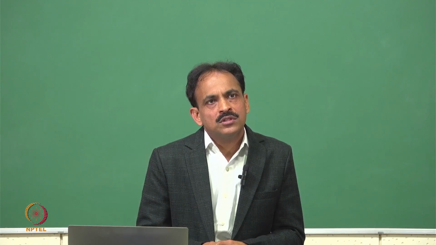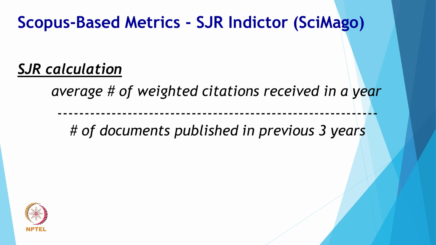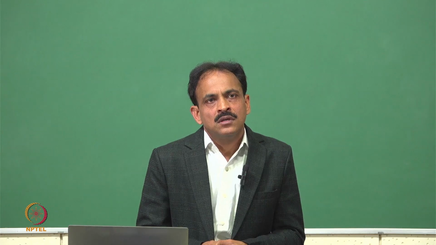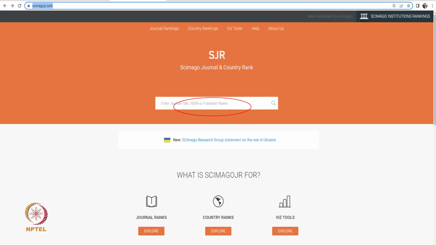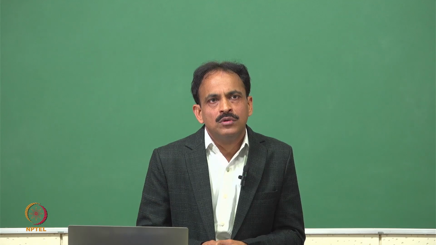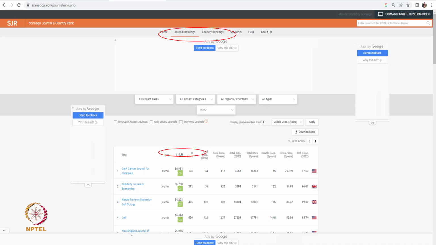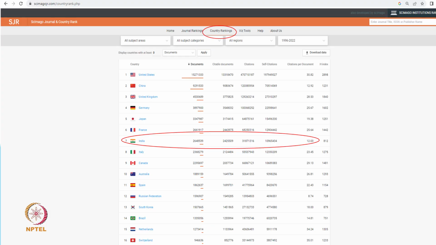The formula for calculation of SJR is the average number of weighted citations received in a year divided by the number of documents published in the previous 3 years. So this is how you can calculate the SJR. SJR is freely available and you can access it. This is the screenshot from SJR, and you can find out the country-wise or journal-wise ranking from the SJR, and currently India is at level 7 if you see the country-wise matrix of SJR.